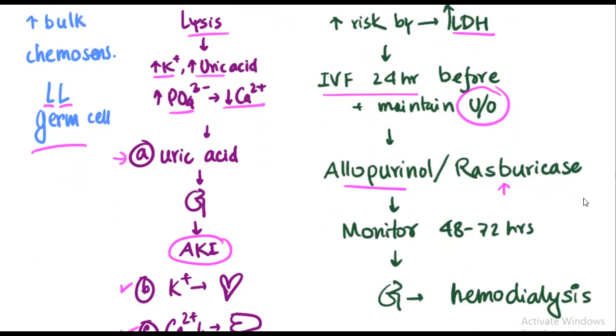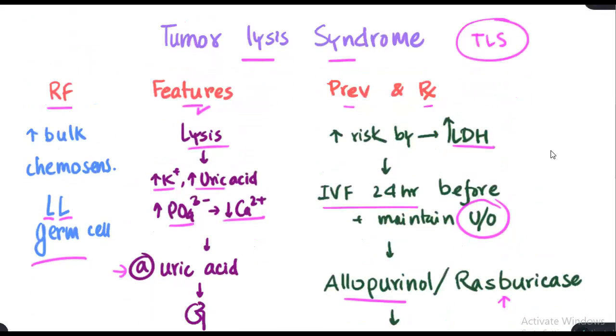One of the most common or earliest electrolyte changes that we see is potassium change, or hyperkalemia. We also monitor the renal function test. If there is evidence of AKI, we have to start dialysis at an early stage to prevent irreversible renal damage. So that's all for tumor lysis syndrome.